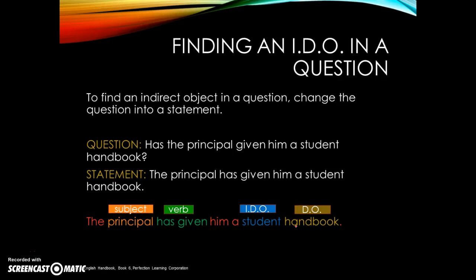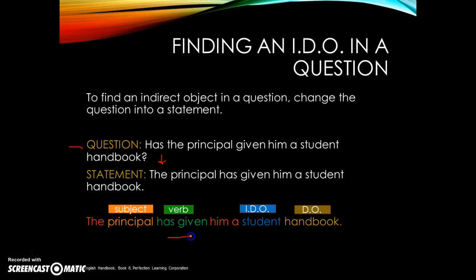So finding an indirect object in a question. To find an indirect object in a question, change the question into a statement. So it's just like we did for direct objects. Here we have a question. Has the principal given him a student handbook? You'll take that question and change it into a statement. The principal has given him a student handbook. Now that we have it written in a statement form, we can apply our 3 steps.